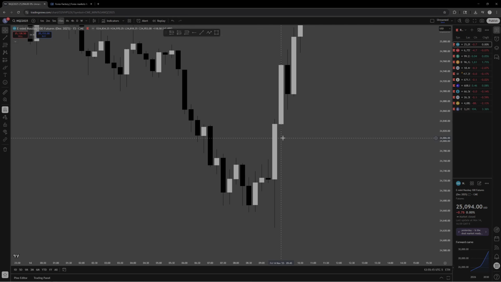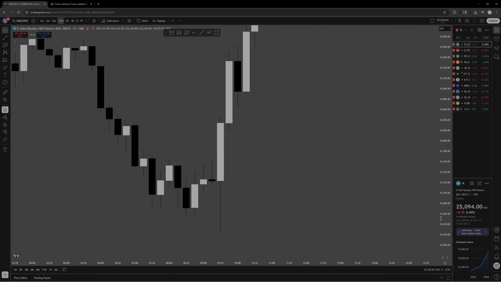You have your open, high, low, and close. Now for a bullish candle, the open is going to be at the bottom, the close is going to be at the top, the high is going to be at the top, and the low is going to be at the bottom. For a bearish candle, price is going to open at the very top, it's going to close at the bottom, its highest point is going to be the high, obviously, and the lowest point is going to be this low of the wick.